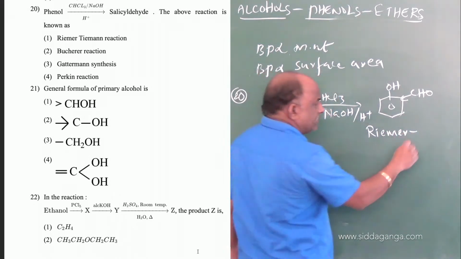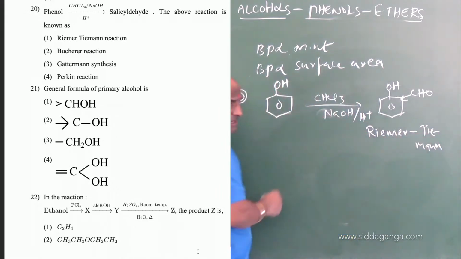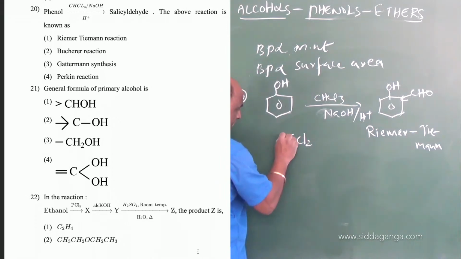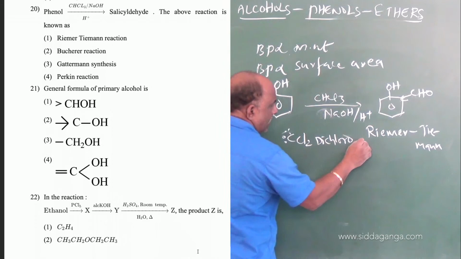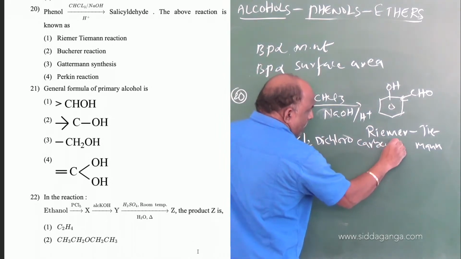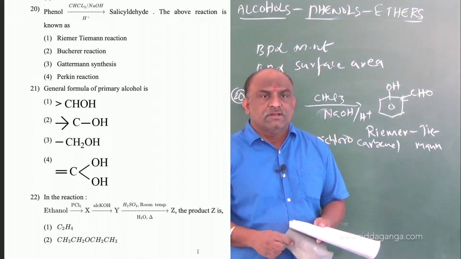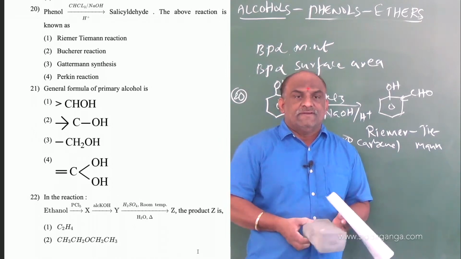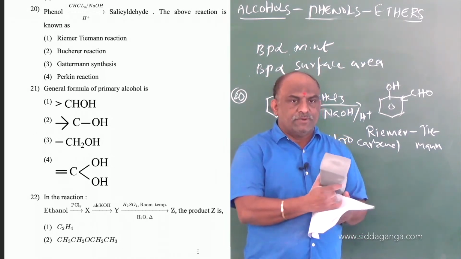Option 1 is the Reimer-Tiemann reaction. In this reaction, I will give some additional information. The electrophile is called dichlorocarbene. Dichlorocarbene is an example of an electrophile; only 6 electrons are present in its outermost shell. So the reaction name is the Reimer-Tiemann named reaction, which was there in your text. So option 1 is the right option for question number 20.